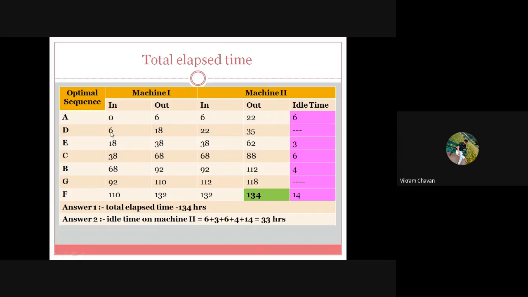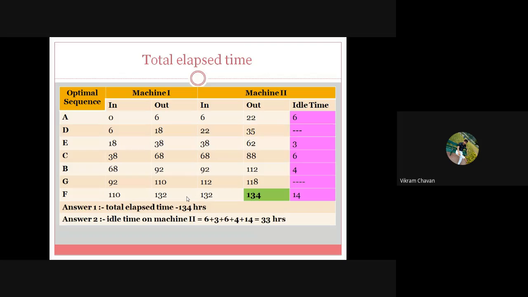So after 6 hours the second job will be installed, that is the D job on machine 1, and it will come out after 18 hours. Then after 18 hours E job will be placed on machine 1, it will come out after 38 hours. Then after 38 hours C job will be placed on machine 1, and it will come out after 68 hours. After 68 hours the B job will be placed and it will come out after 92 hours, and after 92 hours the G job will be placed and it will come out after 110 hours, and after 110 hours F job will be installed and it will come out after 132 hours.